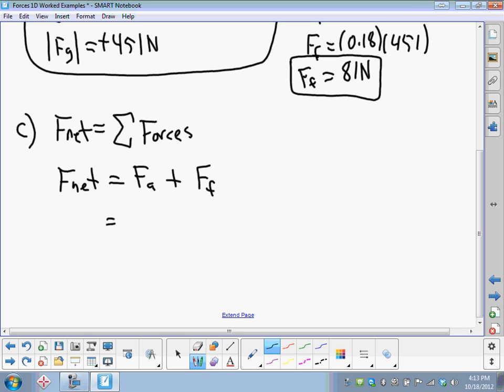Applied force is 200 newtons. That's given in the problem. Force of friction is negative 81 newtons. Now remember, when you calculate force of friction, as we did in part B, that's magnitude, but the direction is the opposite that of motion, so we put that as negative 81. So working this all out, net force equals 119 newtons.